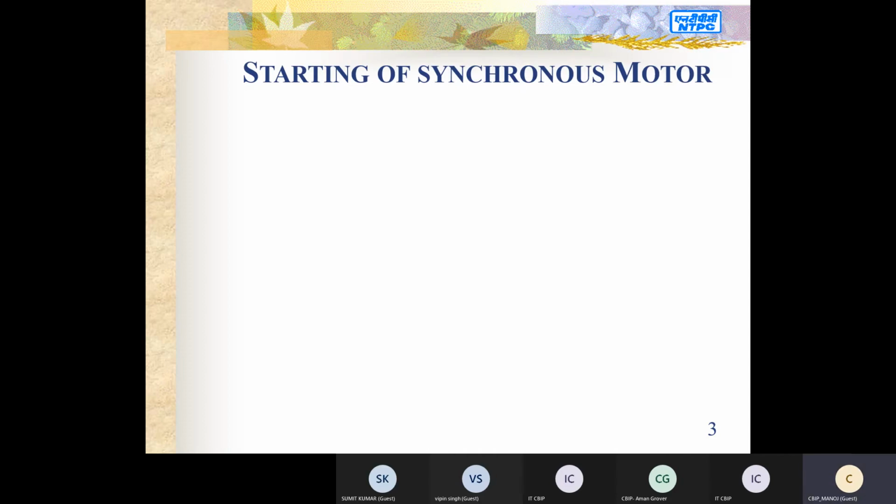Now the basic question: why is it not starting? You told that the starting torque is zero. Why is the starting torque zero? Any reason?